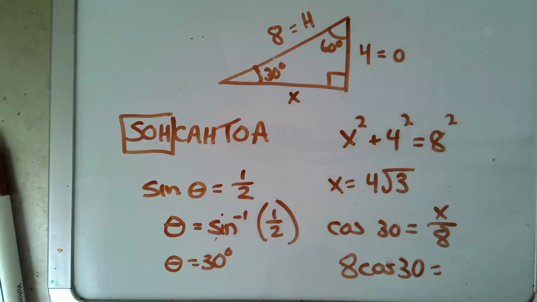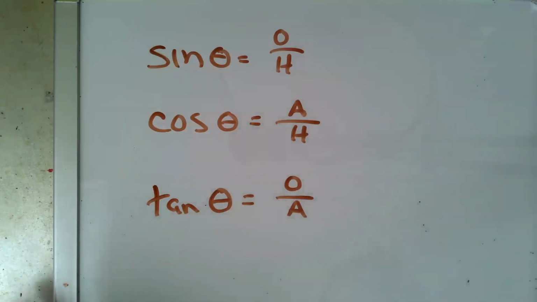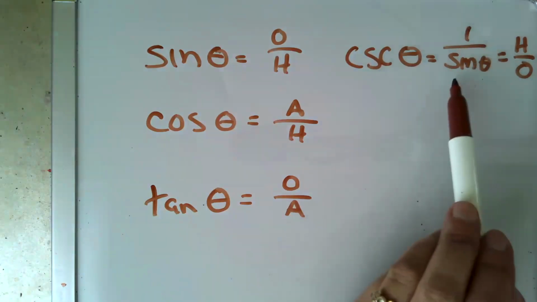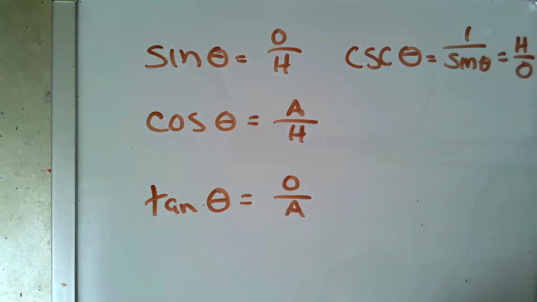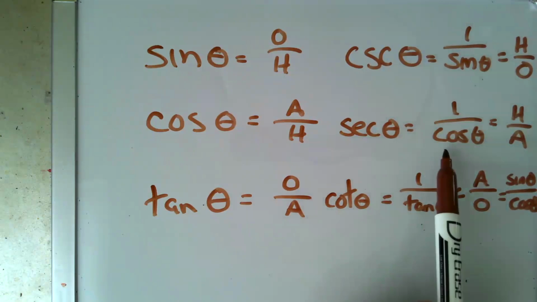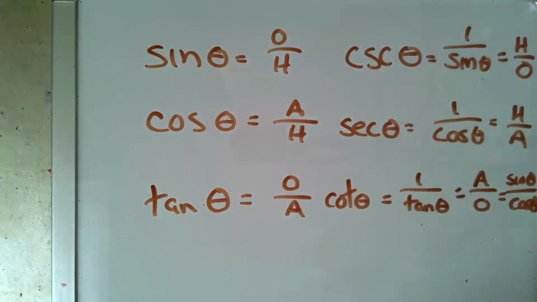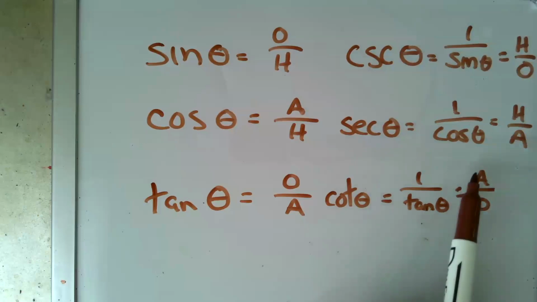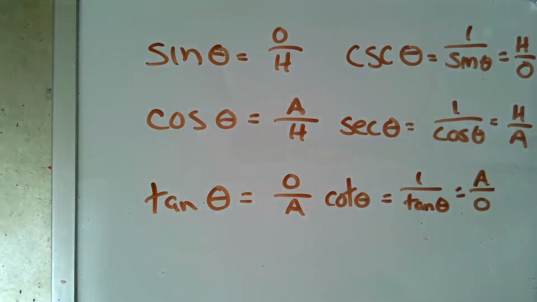Okay, so also in this unit are 3 more functions: cosecant, secant, cotangent. So let's take a moment and look at those. Our co-functions. Cosecant of theta equals 1 over the sine of theta, which equals hypotenuse over opposite. You flip it. Same thing for the rest of these. Secant of theta equals 1 over cosine of theta equals hypotenuse over adjacent. Cotangent of theta equals 1 over tangent of theta equals adjacent over opposite.